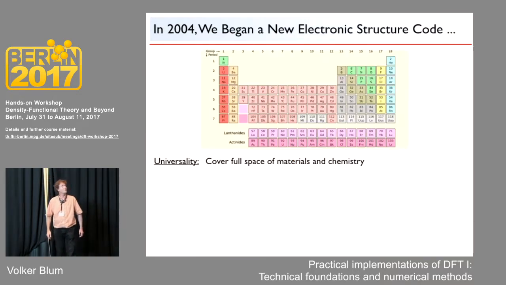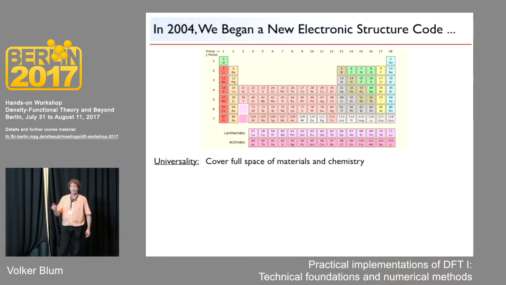So what we wanted to do with our own electronic structure code is basically cover the full spectrum of materials that are reasonably relevant. So basically very light elements to very heavy elements in the range of 80, perhaps 90 or 100 is what we'd like to be able to cover.